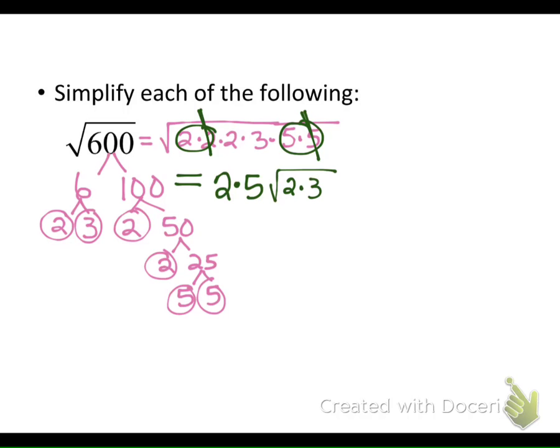So now I multiply my outside numbers, which is my coefficient. So what's my coefficient now going to be? Anybody? What's 2 times 5? 10. And then I simplify by multiplying my radicals together. 6. And you box it. That's right.